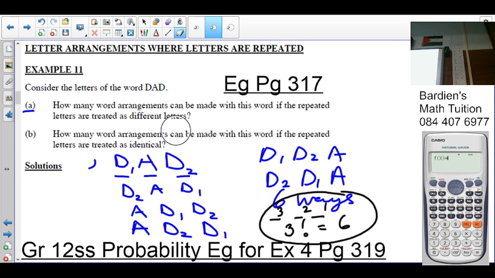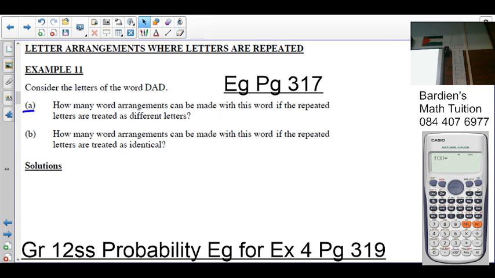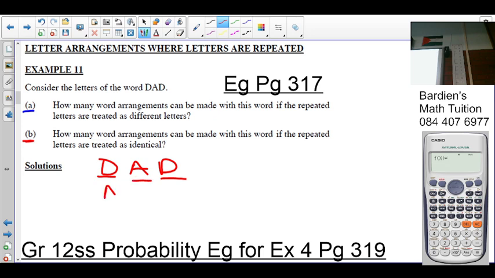Let's look at B. How many word arrangements can be made with the word if the repeated letters are treated as identical letters? What does that mean? If the repeated letters are treated as identical letters, that means this D here is the same as that D. So how many word arrangements can be made? That is one. How else can it be written? A, double D, so ADD, or DDA. So how many word arrangements are there now? Three. Can you see that, people?